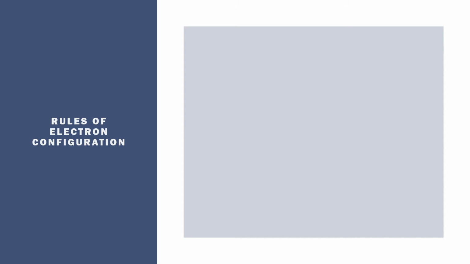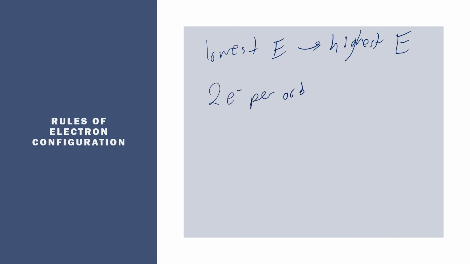Now, there are 3 main rules for electron configurations. We already talked about one of them. You always go from lowest energy to highest energy. That means you're starting closest to the nucleus with a 1s sphere and working your way out as you add more and more electrons. The second rule is that you can only have 2 electrons per orbital, and they have to have 1 of each spin.